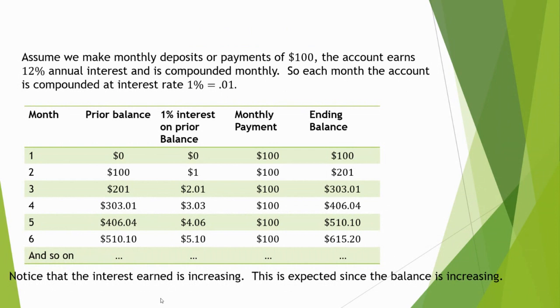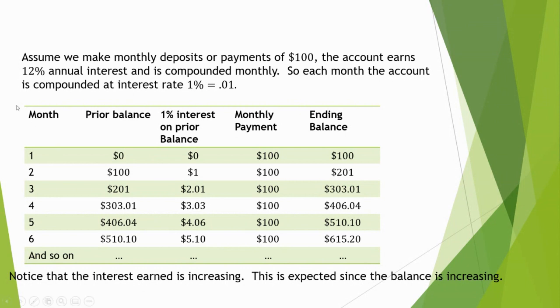Now, the account is earning 12% annual interest. Now, that's annual interest, though. But since we're making monthly deposits, we're also going to assume the account is being compounded monthly. So deposits are being made monthly, and the account is being compounded monthly. Sorry, my brain just went in different directions for a second. But anyway, that is what we're assuming.